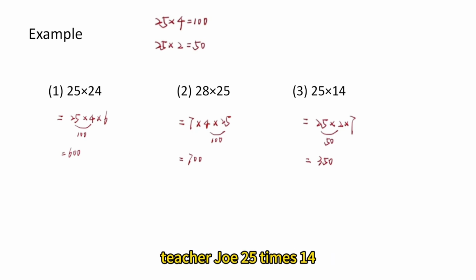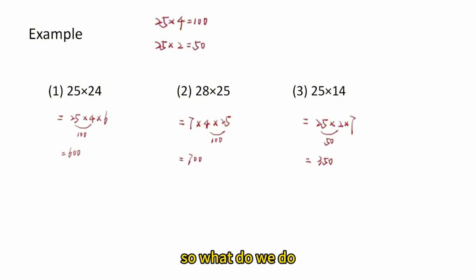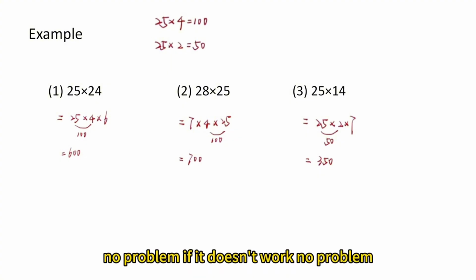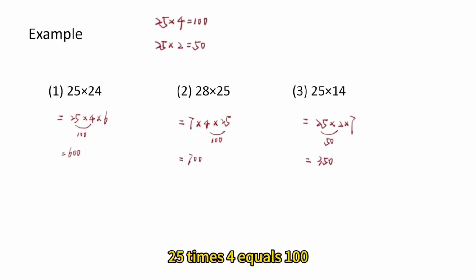Some of you might look and say, hey, something's not right. Teacher Joe, 25 times 14. There's no 4 here. 14 can't be made by 4 times anything. So what do we do? No problem. If it doesn't work, no problem. Let me introduce you to its little brother. 25 times 4 equals 100.